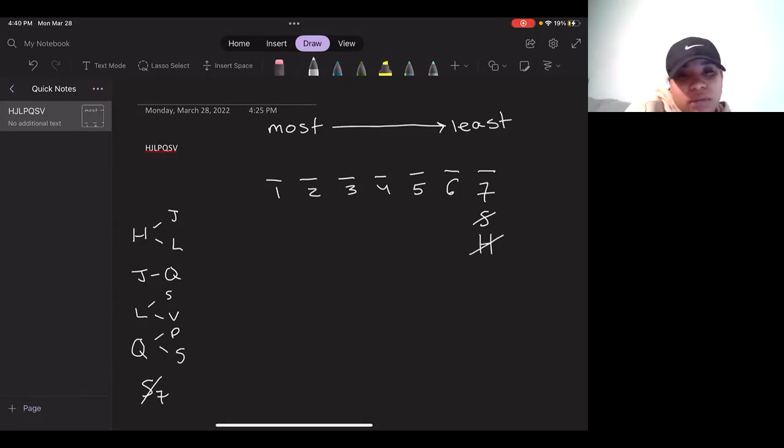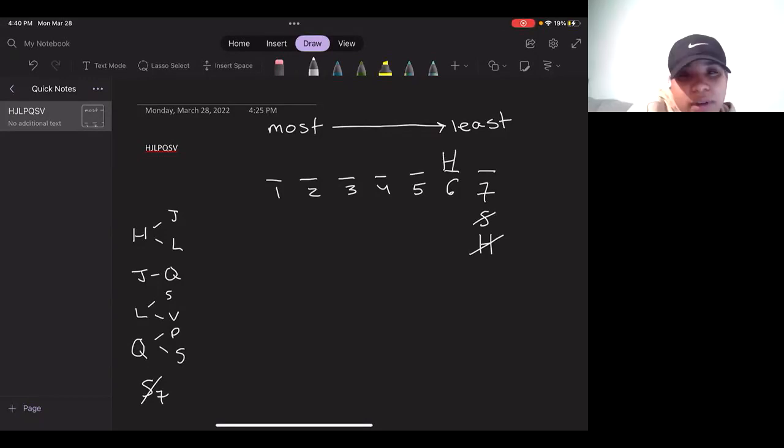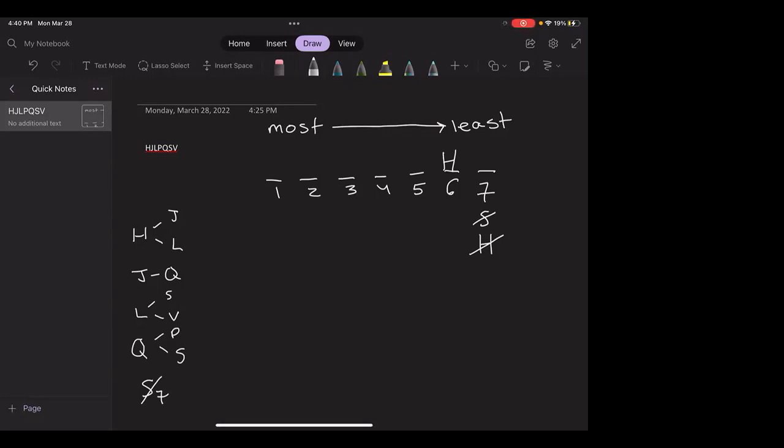2? No, not 2, because at this moment we don't know if H can or cannot go in 2. So we want to stay more on the back end of the game board. If it can't go in 7th, it also cannot go in 6th, and I want to show you why. If I put H in 6th, how many spaces are left on my board? There's only the 7 left over.